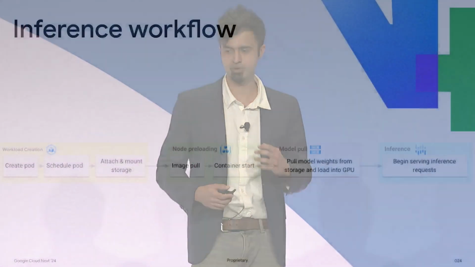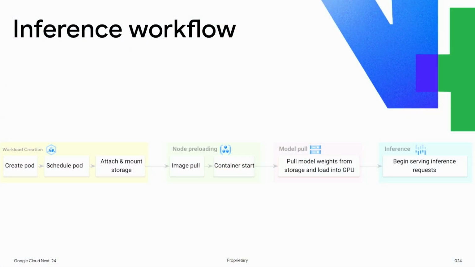That's a little bit of the workflow, most of which I spoke about, but the second and the third steps are important, where the image is pulled, the container starts up, and then it loads the model weights, which are then loaded into your GPU memory, and then you start serving requests. So the green and the pink ones are the ones that add latency, specifically what we're talking about right now.